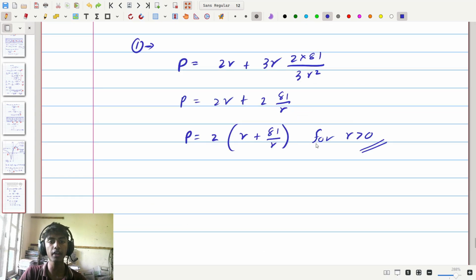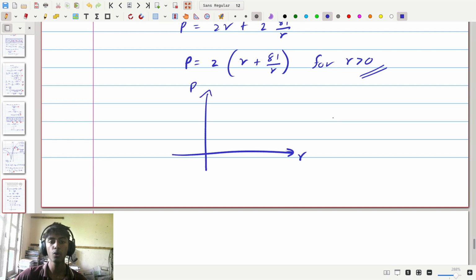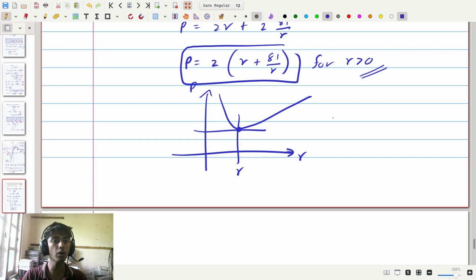Now if we consider the graph here, it is going to look something like this. If we plot P on the y-axis and r on the x-axis, we are going to get a graph that looks something like this. In this graph, the value of r that gives us the minimum value of P is going to be this value of r right here, and at this point we have a turning point in the graph of P versus r. According to that, what we need to do in order to find this value of r corresponding to the lowest value of P is to simply take the derivative of this expression in order to find the turning point of this graph.